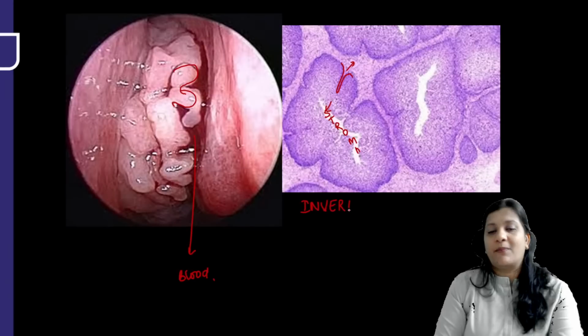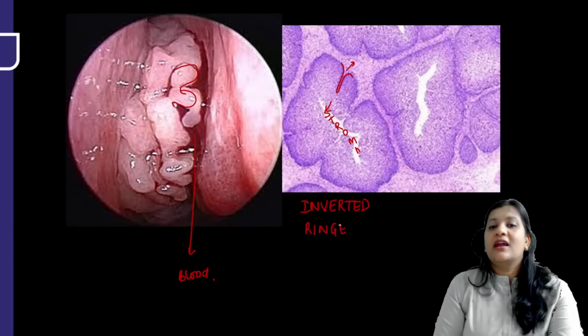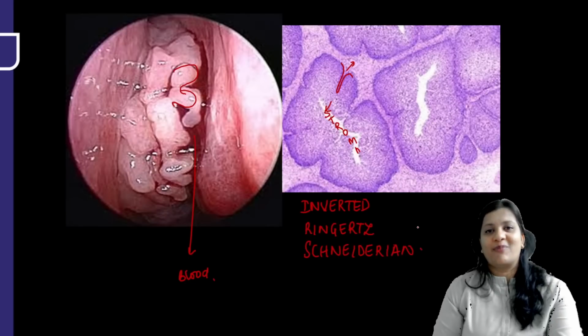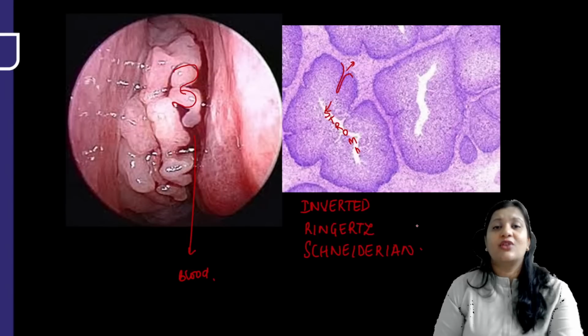It is also called Ringer's tumor. It is also called transitional cell papilloma. It is also called Schneiderian papilloma. These are all different names given to the same condition, inverted papilloma. Since it is a pre-malignant condition, you have to make sure that you excise it completely.